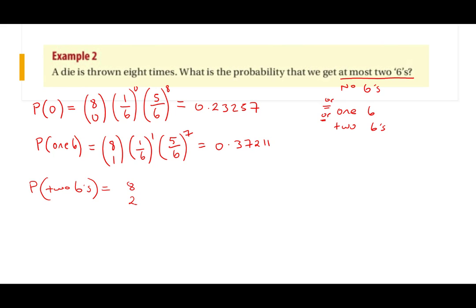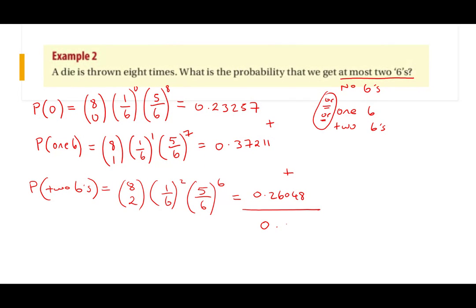And finally, the probability of two 6s. I have 8 and I want to choose 2 places in which I get 6s. So the 6 now comes up twice, and the rest of the numbers, which is 5/6, come up 7 times. Just throw that into the calculator: 0.26048. Remember, I want any one of these events to occur for it to satisfy my probability, so add those all together: 0.86516. So there's a fairly high chance that if you throw a die 8 times, a 6 is going to come up. So that probability makes sense.